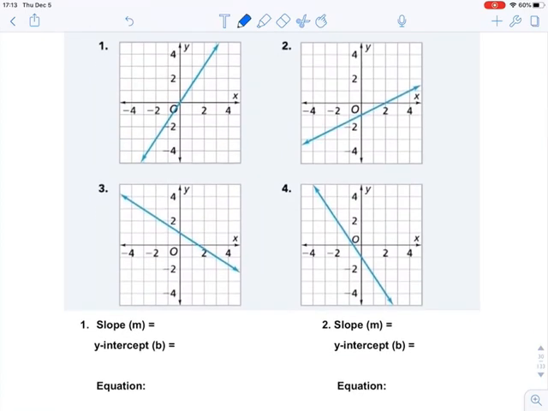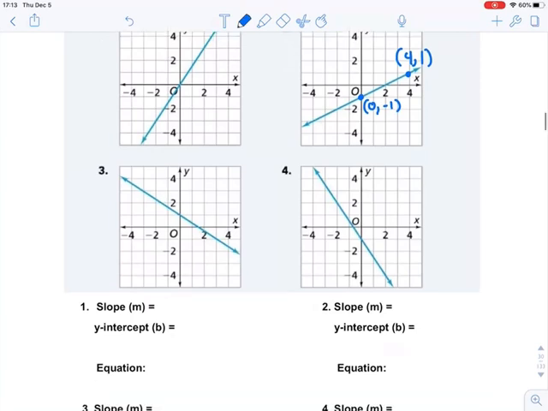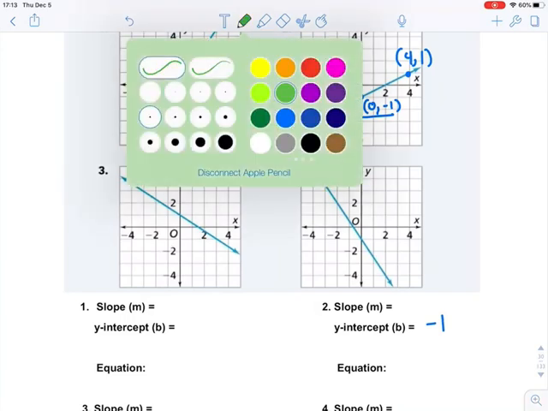Okay, the first thing I'm going to do is mark off 2 points. I'm going to mark off that point. I'm going to call that 0, -1. And I'm going to mark off that point over there, 4, 1. Any 2 points that are easy to identify are fine. You don't need to do anything crazy fancy. So I'm going to start off with my y-intercept because that one is very apparent. Y-intercept, which is -1. Really easy to find.